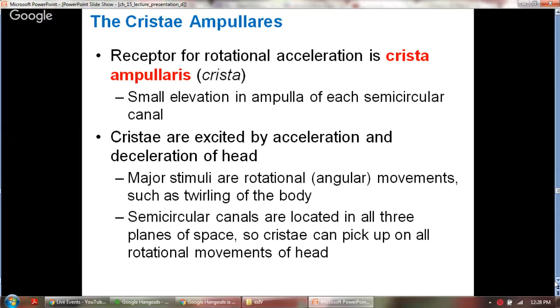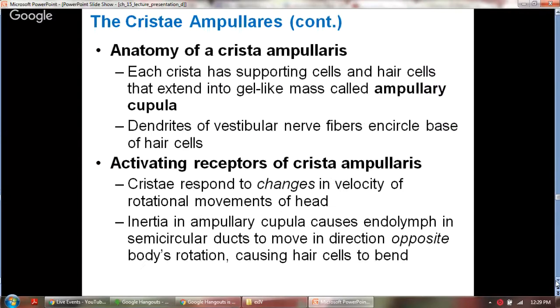The major stimuli are rotational movements such as twirling of the body, and the semicircular canals are located in all three planes of space. So the crista can pick up on all rotational movements of the head. Each crista has supporting cells and hair cells, which extend into a gel-like mass called the ampullary cupula. The dendrites of the vestibular nerve fibers encircle the base of the hair cells.